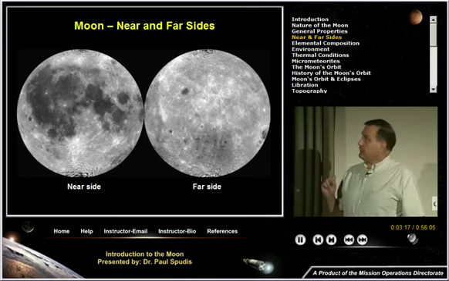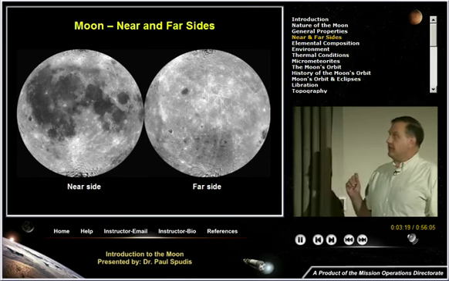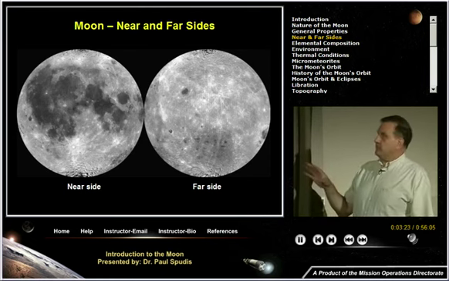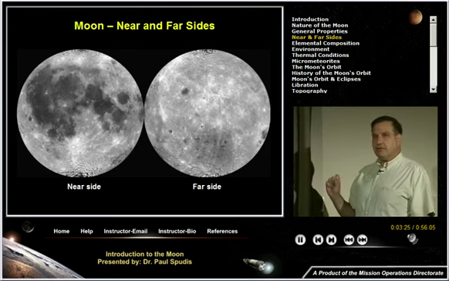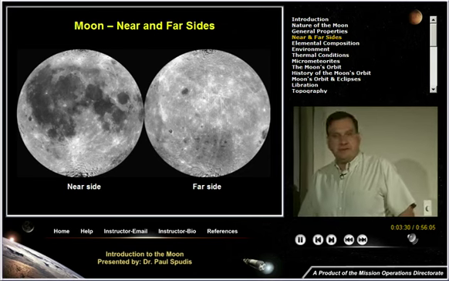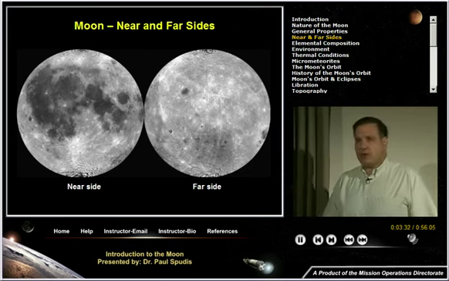So these are what the two sides look like, and these are Clementine mosaics. They're both taken at sort of a full moon perspective. So there's a full moon on the left for the near side and a full moon on the right for the far side. And what you notice is that the far side is very different than the near side. The far side has a paucity of these dark, smooth, lowland plains.